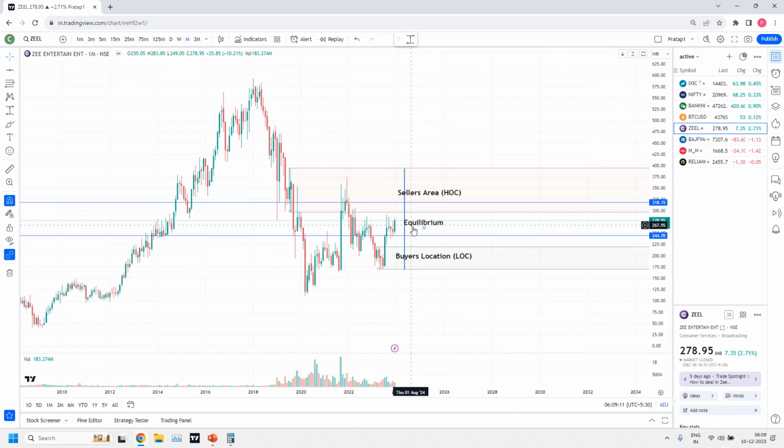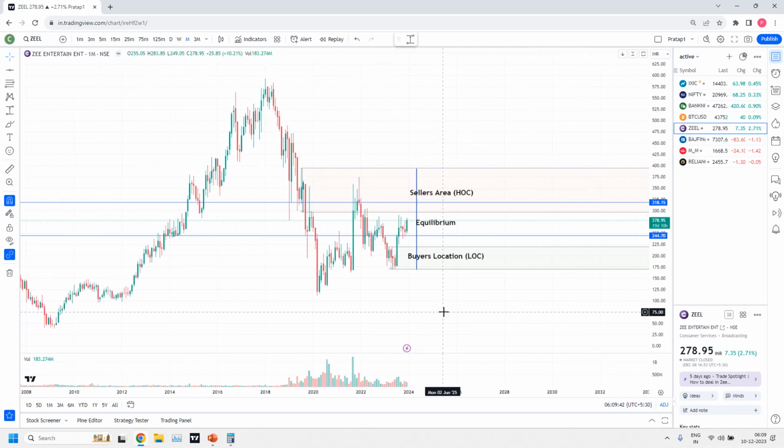When prices enter into this buyer's area, plan for long trades. When prices enter into the seller's area, plan for short trades. This is how your trade should be planned. If prices are within the equilibrium, you have to plan either long trades or short trades, and the direction also plays a major role, which we will discuss later.